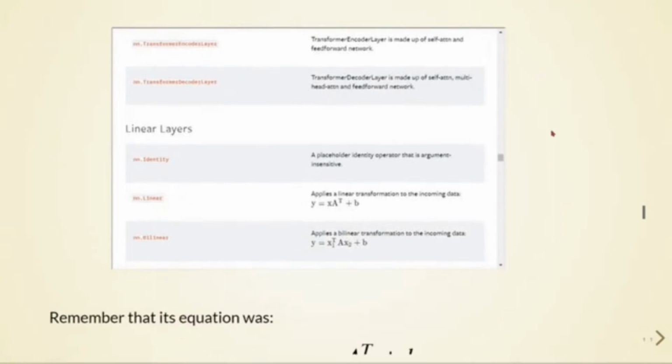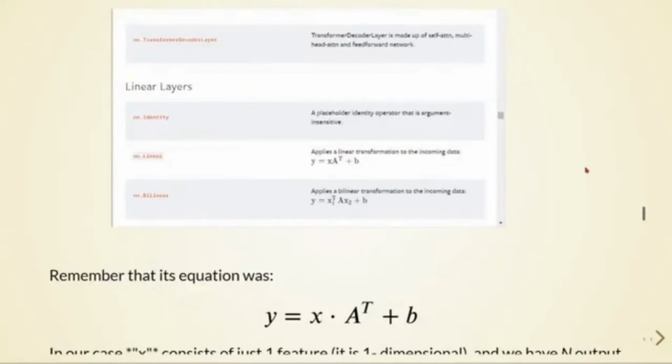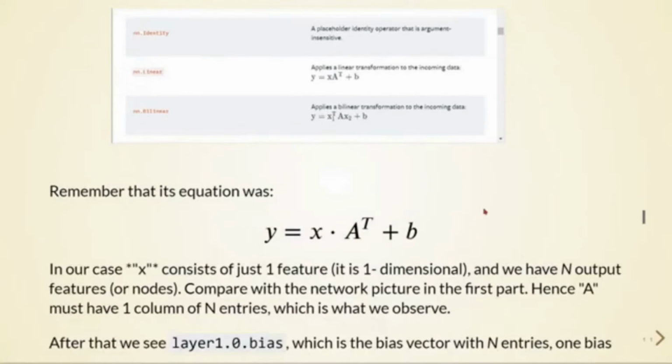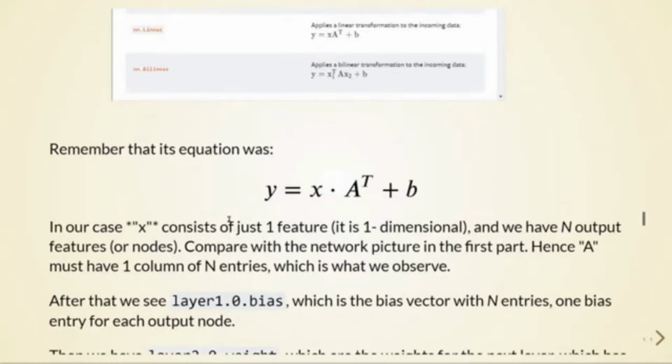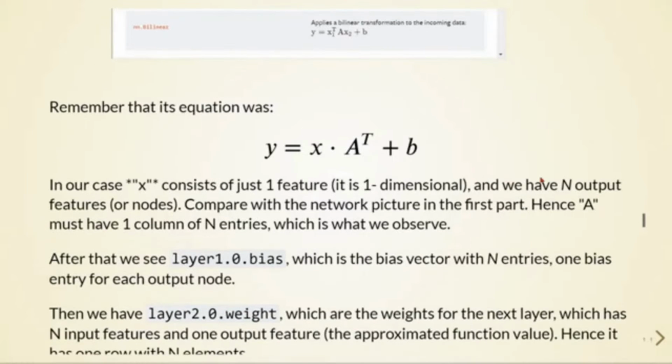and see how it works. Remember that the equation was given by here. So y is the output, x the input. We have this matrix transposed A plus B. In our case, x consists of just one feature. It's one-dimensional, and we have n output features or nodes. So you can compare with the network picture in the first part. And this matrix A must have one column of n entries, which is what we observe.